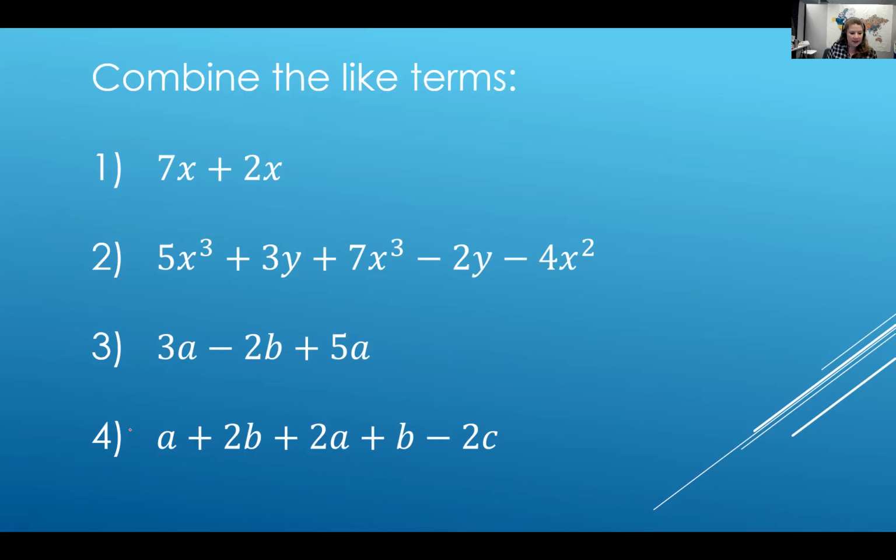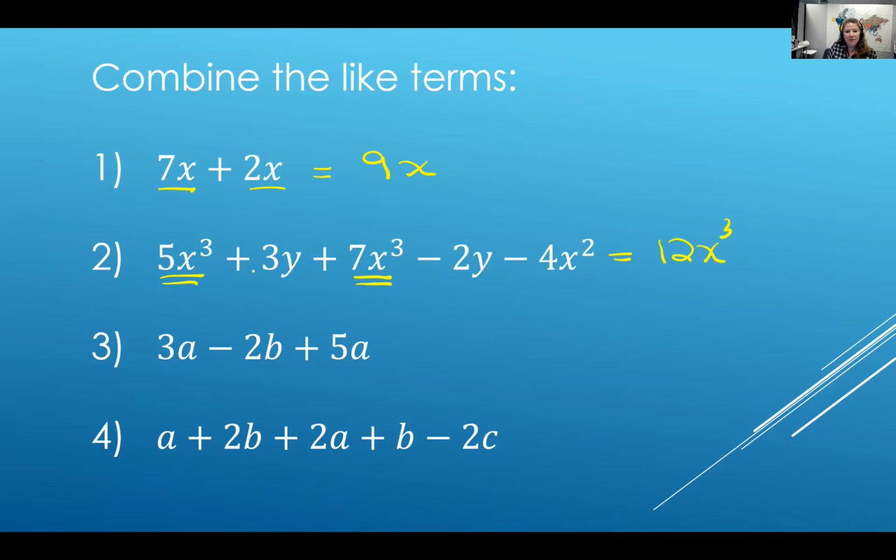All right, so let's try these problems. Let me change colors. I don't like that red. All right, so 7x and 2x are like terms. So we're going to add our coefficients. 7 plus 2 is 9. On number 2, we're going to find our like terms. So 5x to the third plus 7x to the third. 5 plus 7 is 12x to the third.